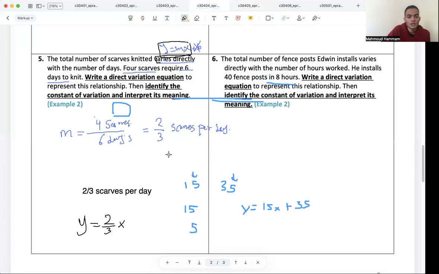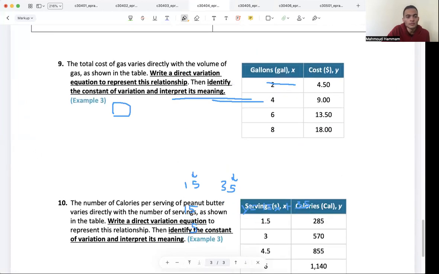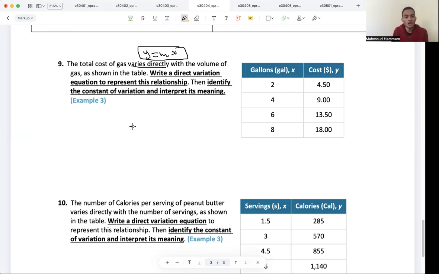Tables. Let's go for tables. Here I have the total cost of gas varies directly with the volume of gas. The total cost of gas, he said what? Varies directly. So y equals mx. As shown in the table, write the direct variation equation to represent this relationship. Then identify the constant of variation and interpret its meaning. So I want equation, constant, meaning, the three things. Very simple. Get the m. He said varies directly. As long as it varies directly, you can simply divide.